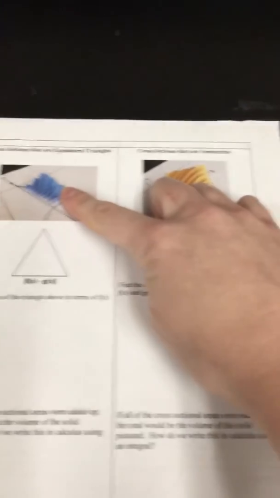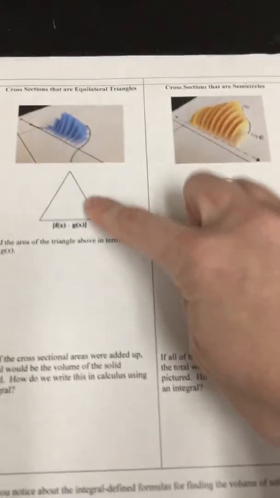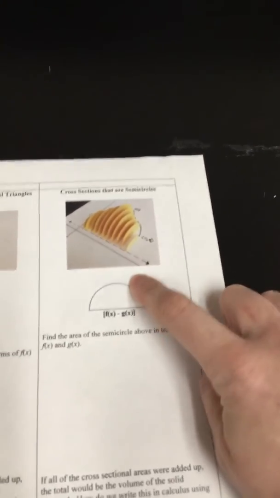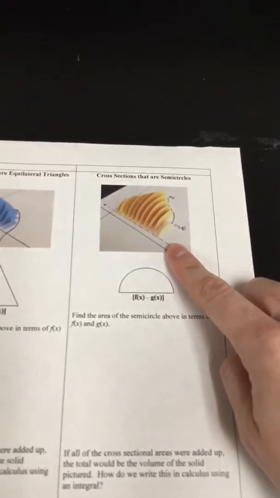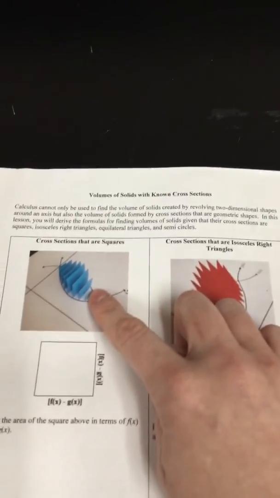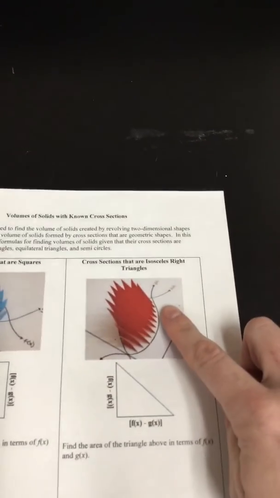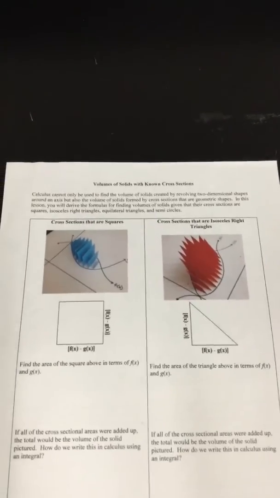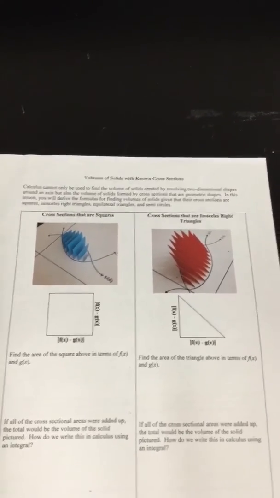Here I have cross-sectionals that are equilateral triangles. Here I have cross-sectionals that are semicircles. And on the other side I have a cross-sectional that is made up of squares. And here I have a cross-sectional that's made up of isosceles right triangles. And you can see there's some notation on the page about f of x minus g of x.